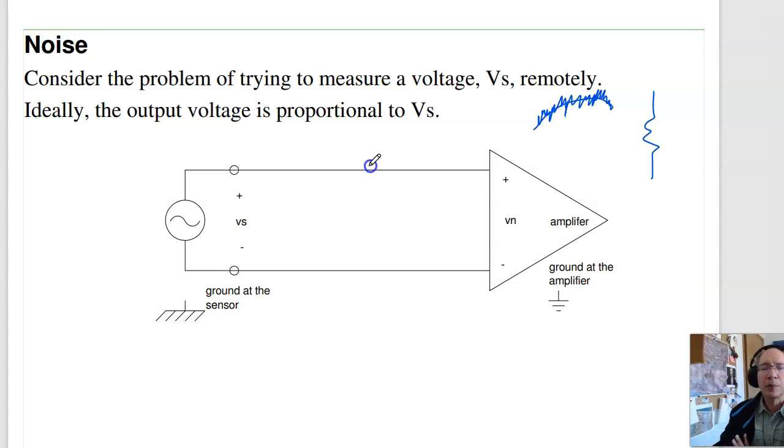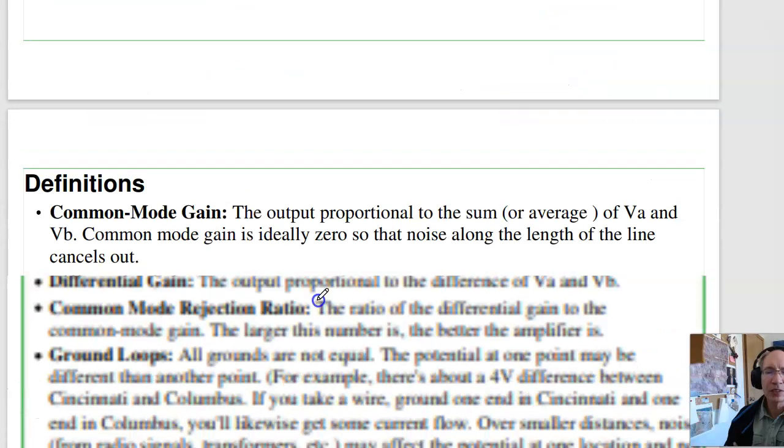Here's the problem. Suppose I've got a sensor a long way away, like at the top of the smokestack. I want to measure the temperature at the top of the smokestack and keep the noise down. How do I do that? Well, there's a sensor over here. I'd like to have the output just be proportional to the sensor signal without any noise.